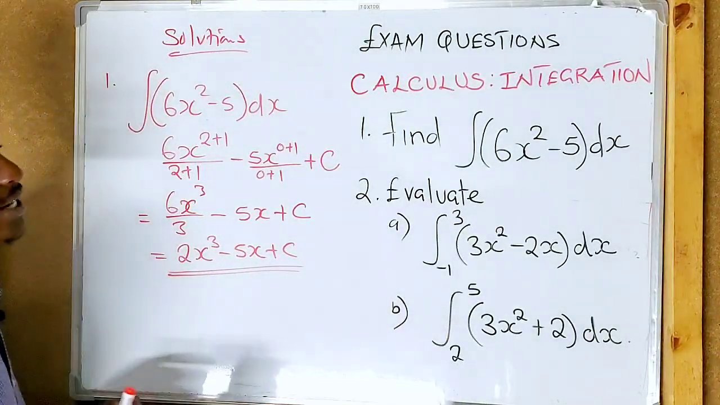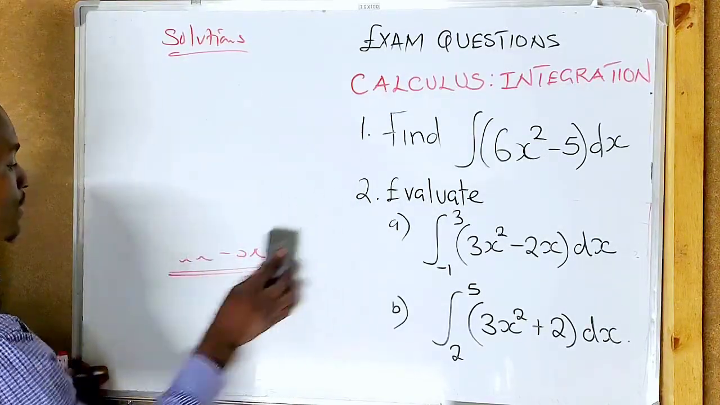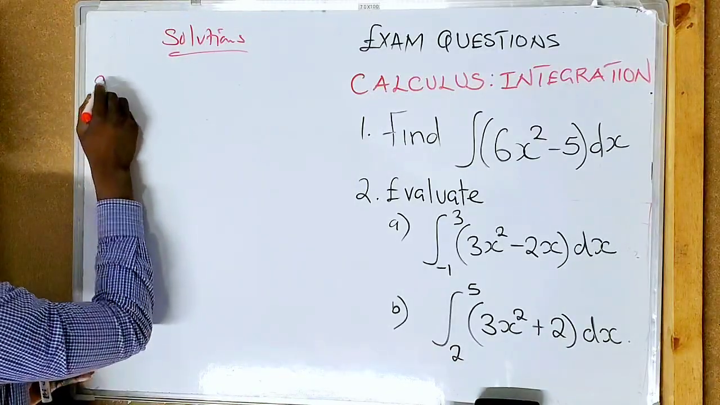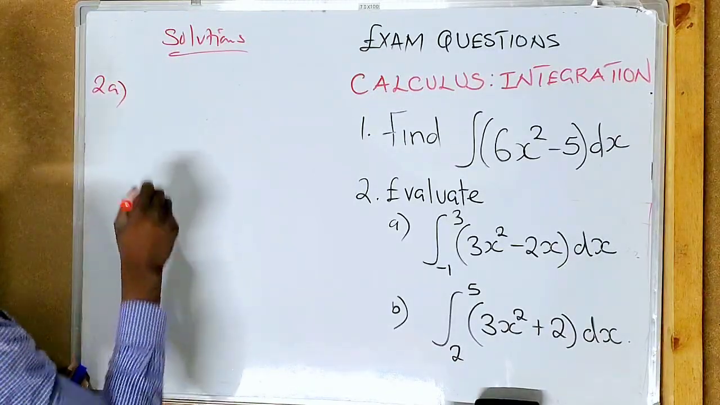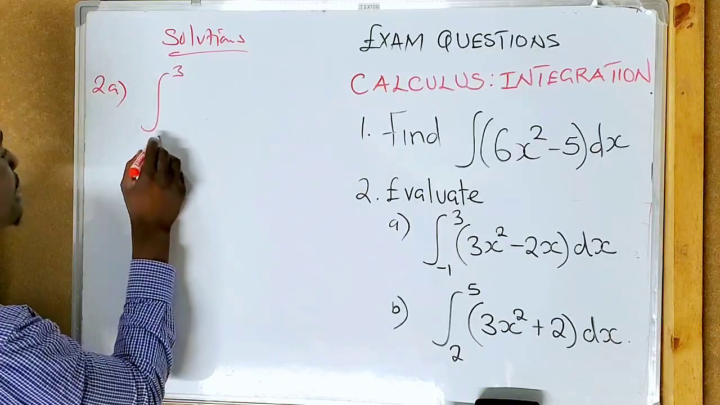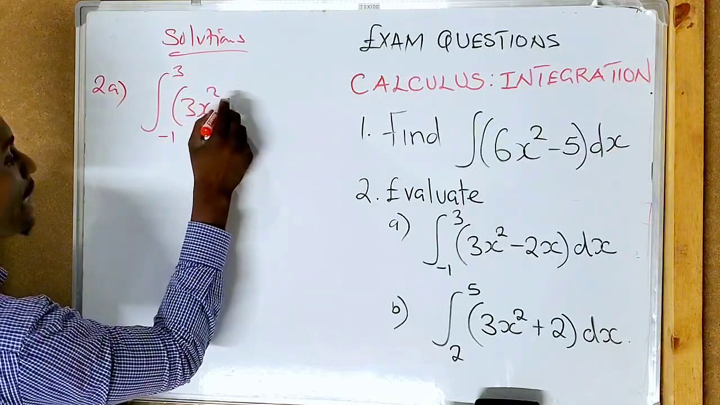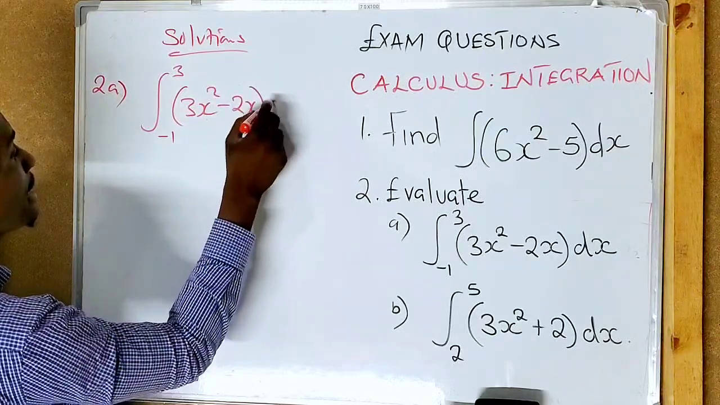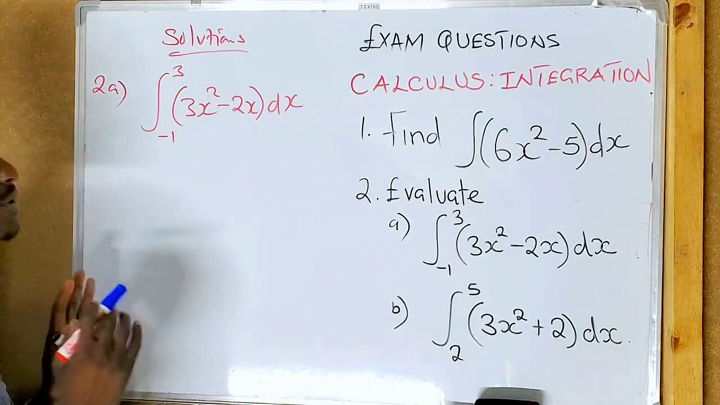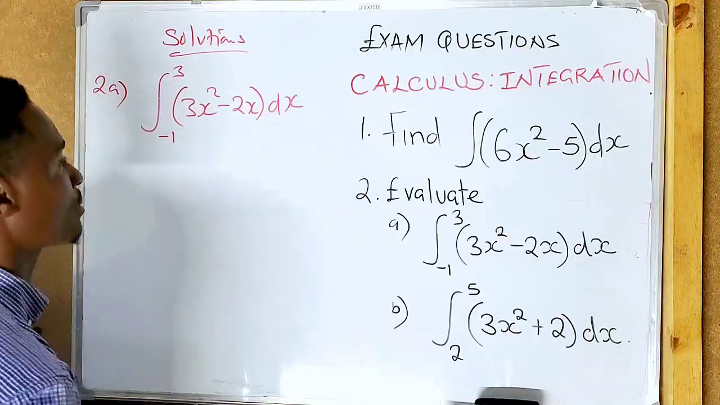Let's solve question 2a, definite integrals. The upper limit is 3, the lower limit is negative 1. So the integral of 3x to the power 2 minus 2x dx. Now, we'll do the same here. The difference is that we're not going to add c, because these are definite integrals.